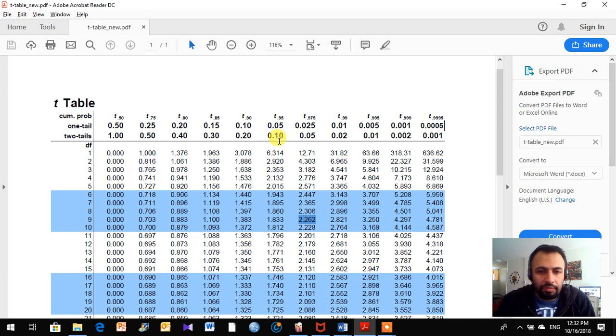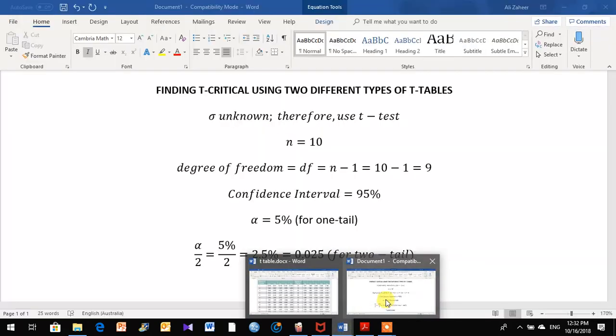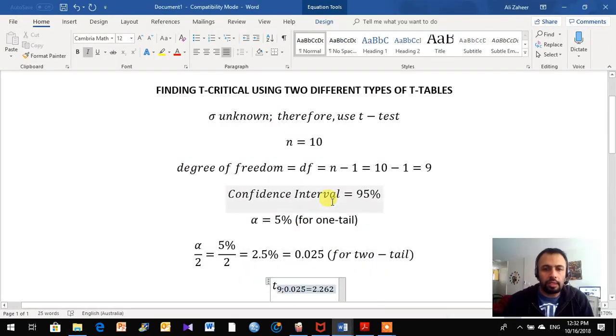Okay, so that's all for today, and I hope you understand how to find out the value of t from two types of tables.